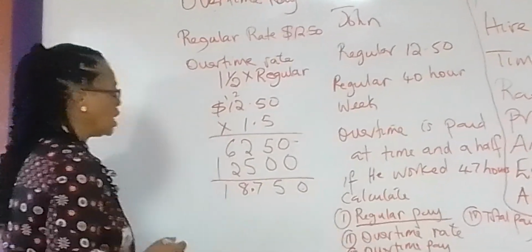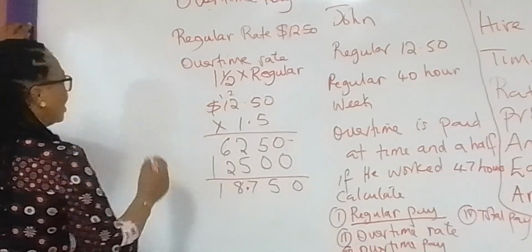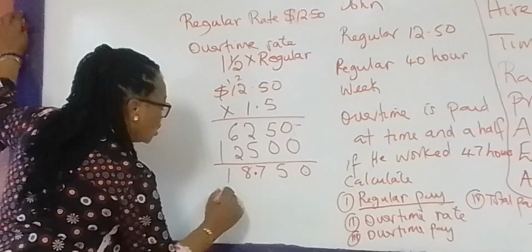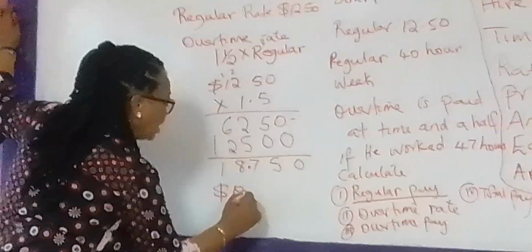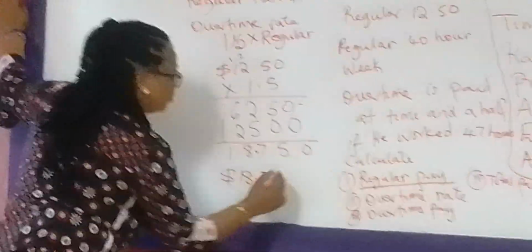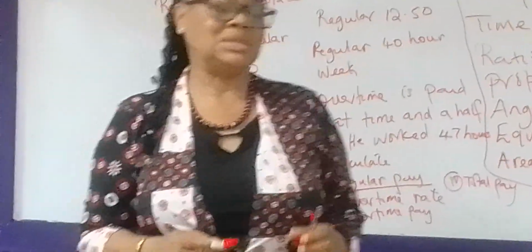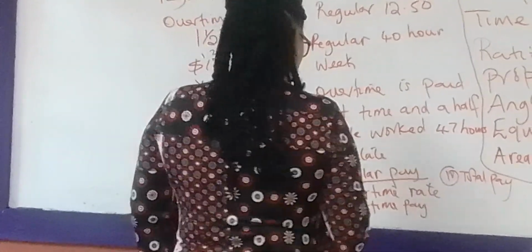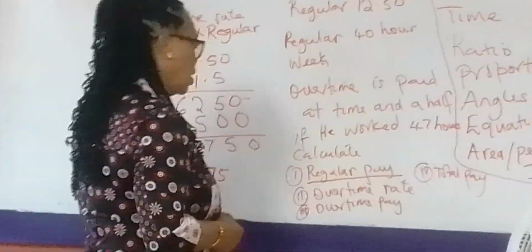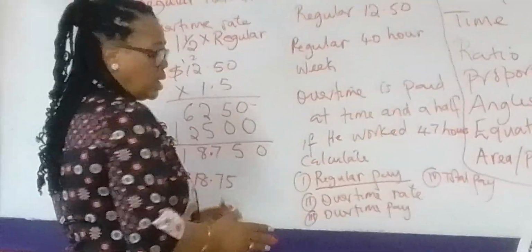So this is $18.75. So his overtime rate is $18.75. I don't need to put that 0 in. Yes, an overtime rate of $18.75. Okay, so I have regular pay, I have overtime rate.